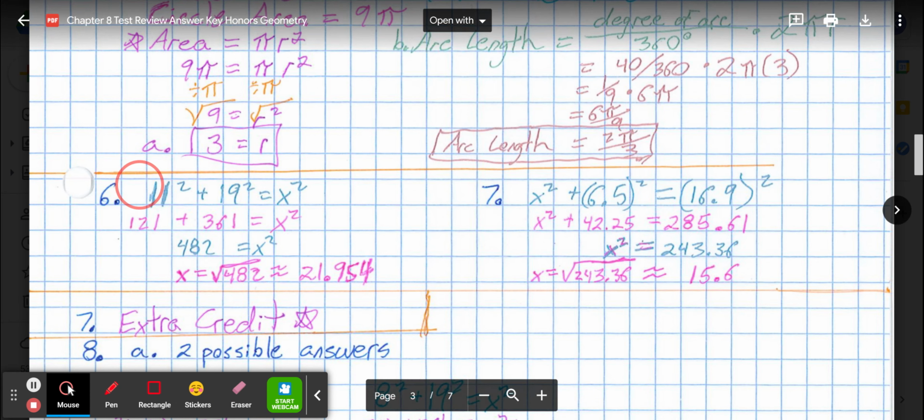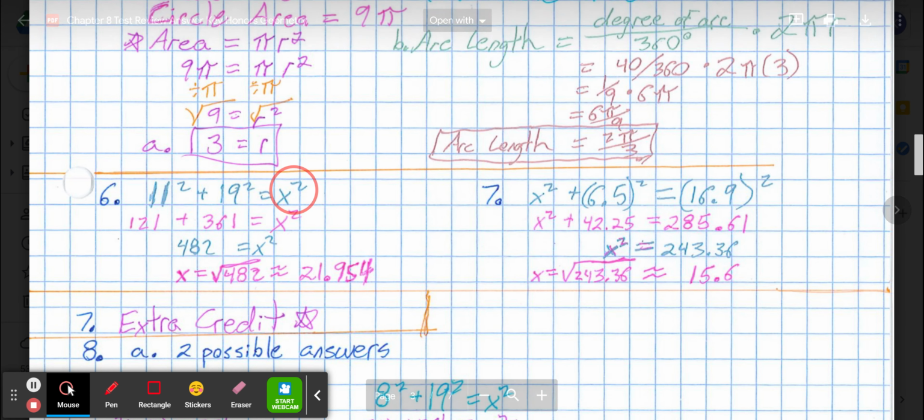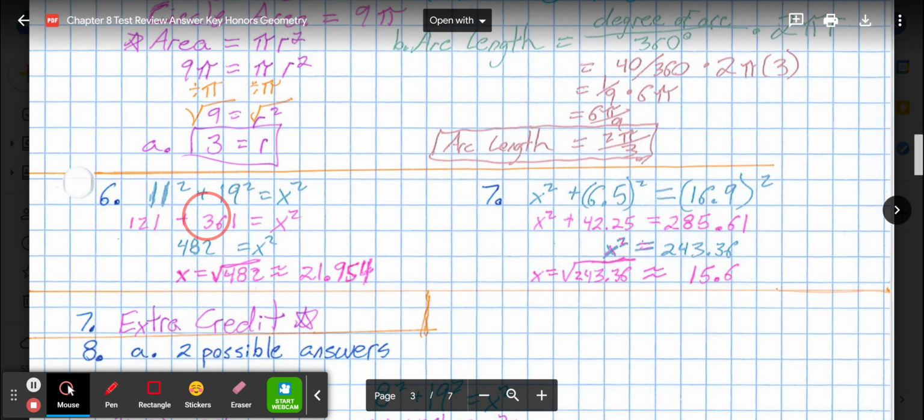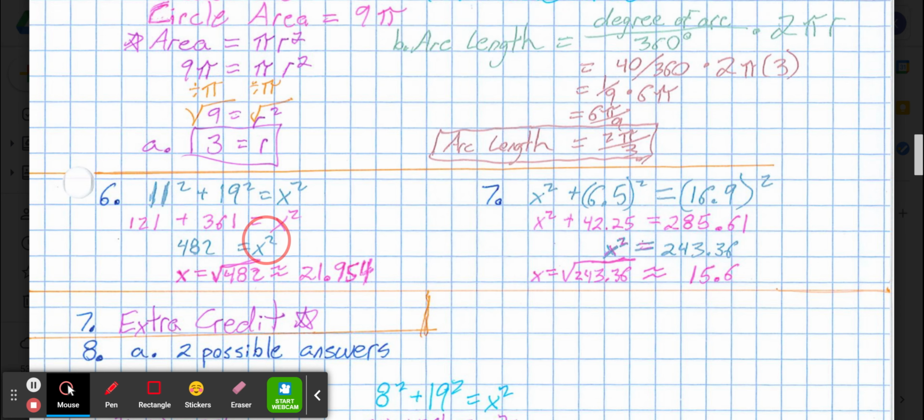So in 6, we'd have 11 squared plus 19 squared equals our hypotenuse x squared. 121 plus 361 equals x squared. So x squared is 482, meaning x is the square root of 482, which comes out to be approximately 21.954.